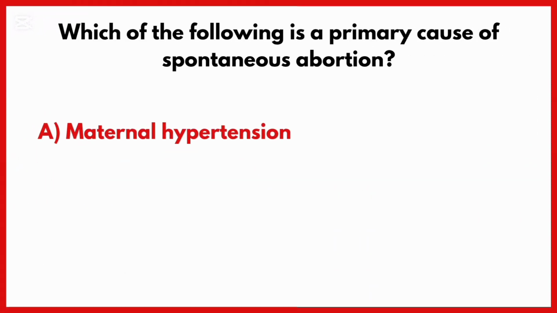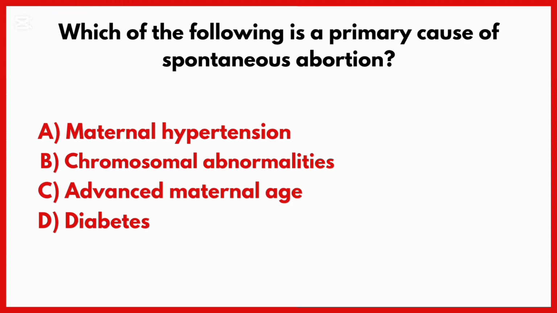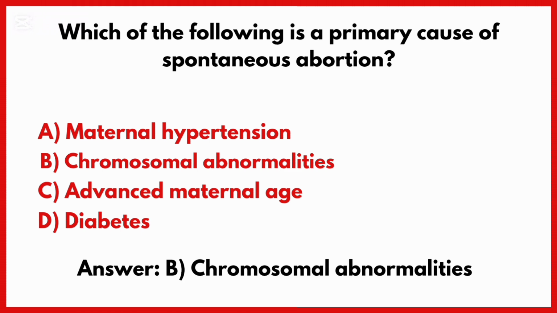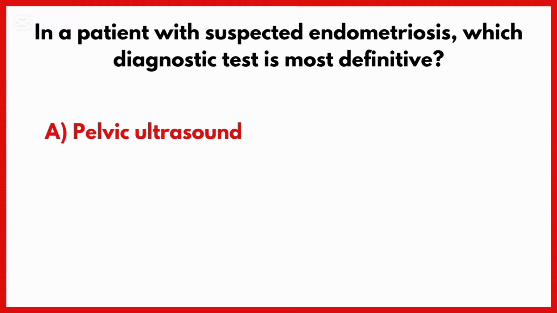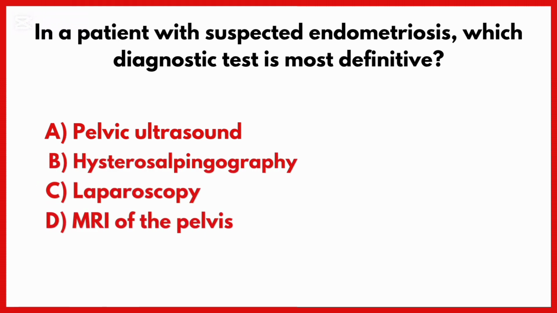Which of the following is a primary cause of spontaneous abortion? Correct answer is option B. Chromosomal abnormalities. In a patient with suspected endometriosis, which diagnostic test is most definitive? Correct answer is option C. Laparoscopic.